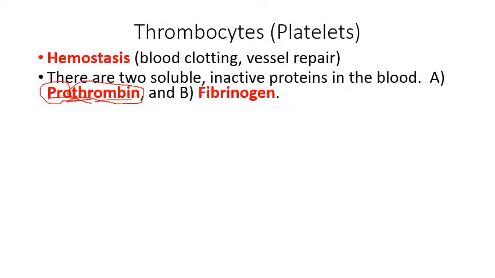And then active thrombin turns around and converts fibrinogen. The word gen means to come from. It converts inactive fibrinogen into fibrin, which causes the blood clot to form.